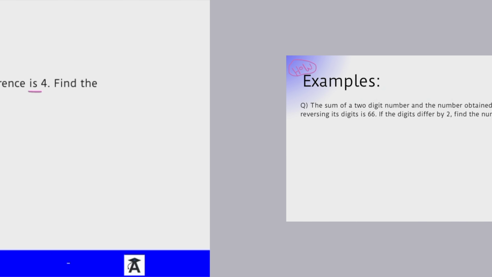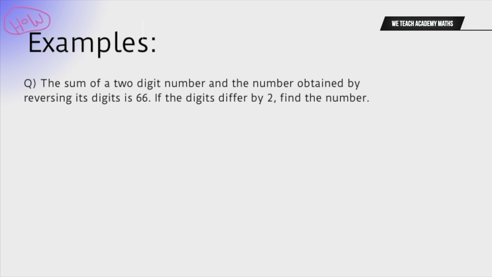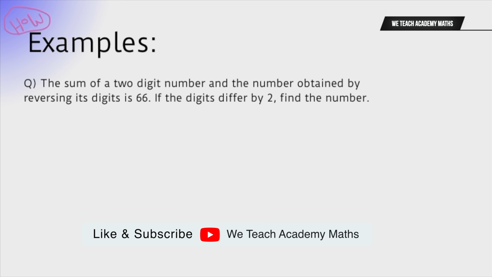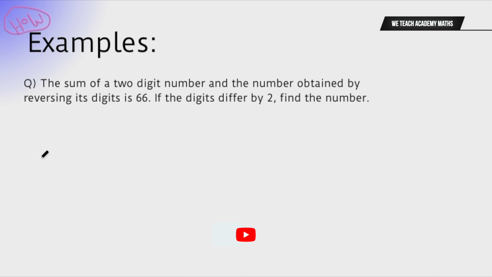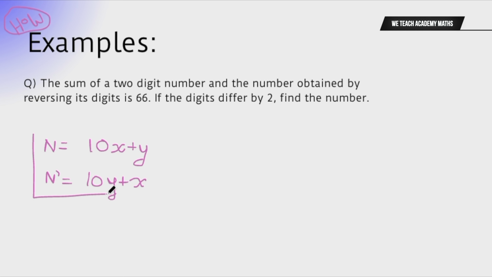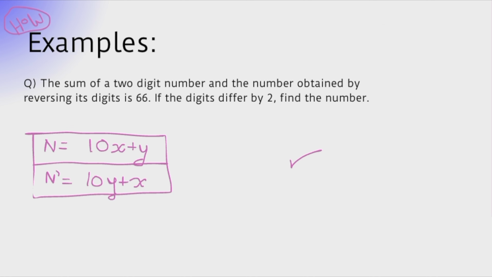Coming to the next example: the sum of a two-digit number and the number obtained by reversing its digits is 66. If the digits differ by 2, find the number. This is again a very simple question, but I'll give you a hint. Any number is in the form 10x plus y, and if you reverse the digits, it is 10y plus x. I would recommend using this basic formula to substitute and find the final answer. I'm leaving this question as homework, so do solve it and let me know the answer in the comments below.